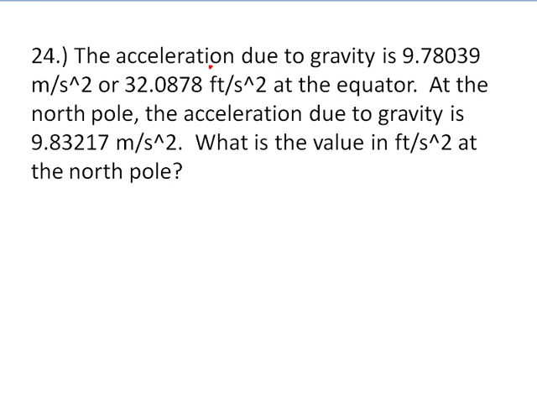The acceleration due to gravity is 9.78039 meters per second squared, or 32.0878 feet per second squared at the equator. At the North Pole, the acceleration due to gravity is 9.83217 meters per second squared. What is the value in feet per second squared?